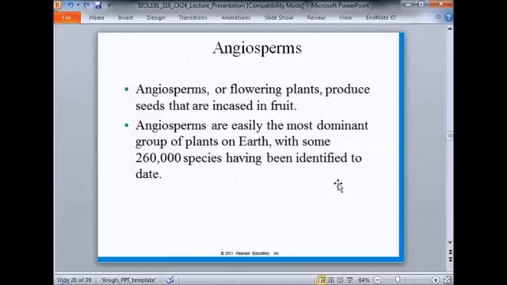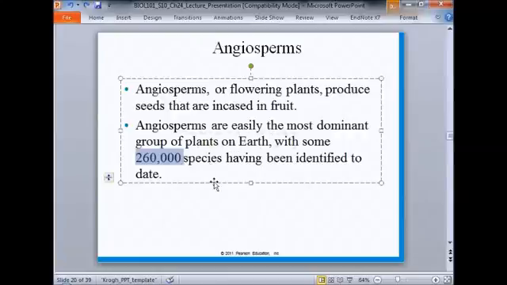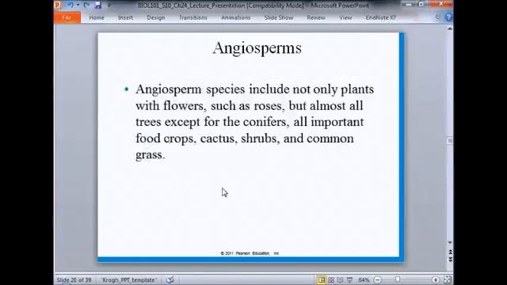Angiosperms, as we said, were flowering plants. Right now we know of 260,000 different species of plants. So remember, there were just 1,000 species of gymnosperms, but these guys have 260,000 species. And angiosperms include plants with flowers, almost all trees, a lot of food crops, cactus, shrubs, common grass, tons and tons of different things.